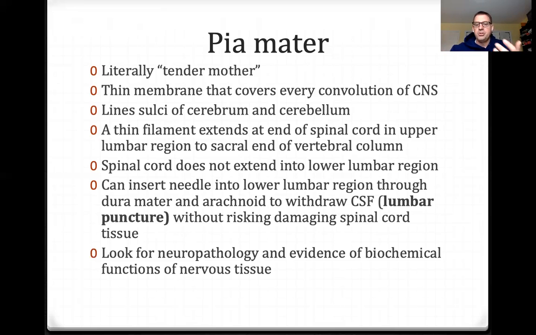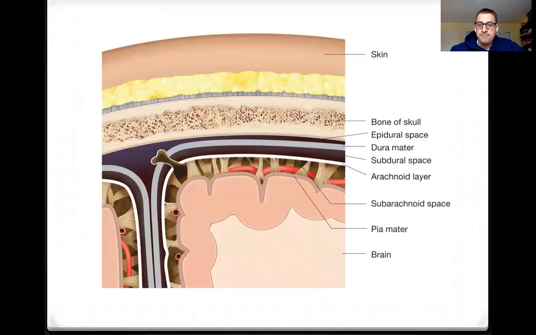And they would do a lumbar puncture to look for neuropathology. So they might be looking to see if you've got some sort of infection, for example, and they can look at the biochemical functioning of your nervous tissue.